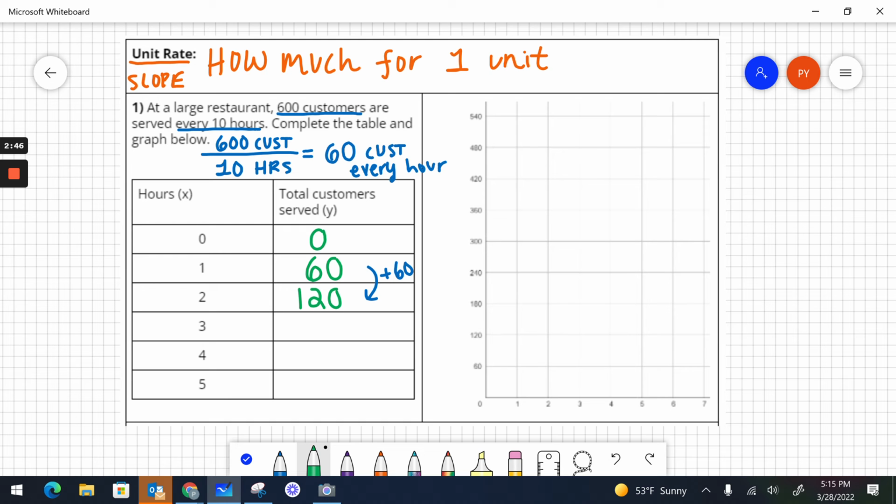You'll also notice that 1 times 60 equals 60. 2 times 60 also equals 120. So you can calculate it either way. What I want to have you try now is I'm going to have you pause the video in just a moment, and then after you pause it, try to complete the rest of the table on your own and put the points on the graph. Okay, so complete the table, put the points on the graph, try that on your own, pause the video now.